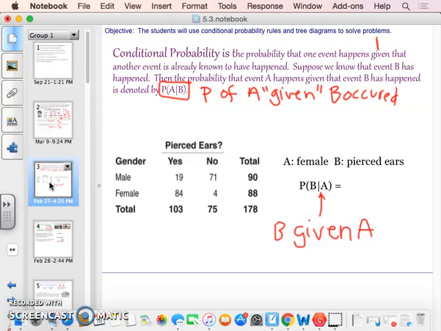So let's look at another example. In this case, we want to know B given A. So the event is pierced ears given the student is female. The intersection of the two is 84. That's females with pierced ears. And the total number of females is 88. So the probability of B given A would be 84 out of 88.